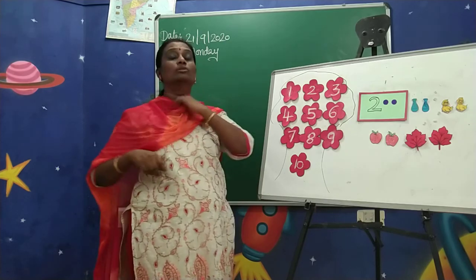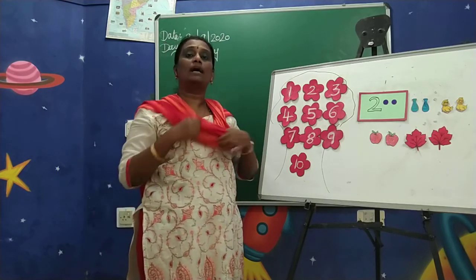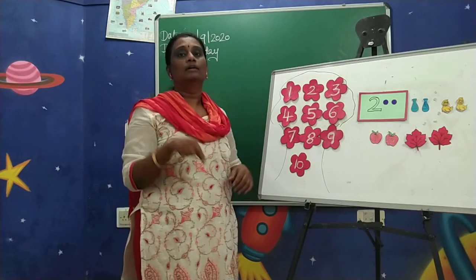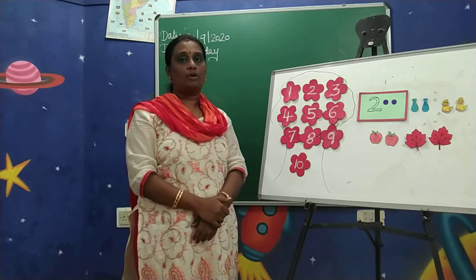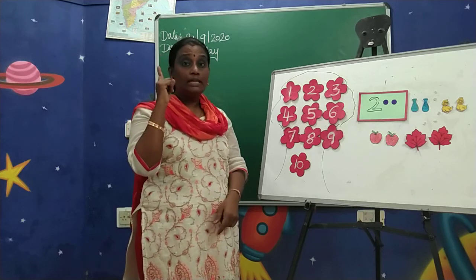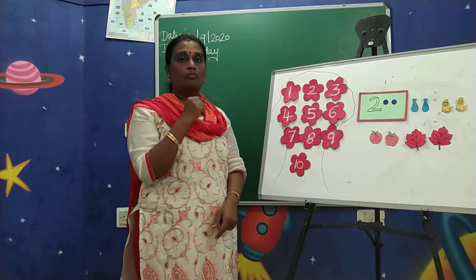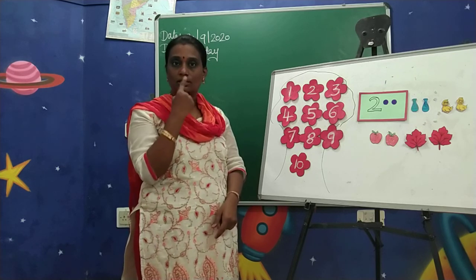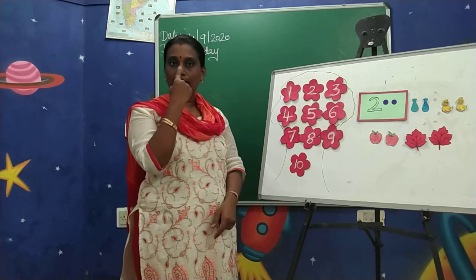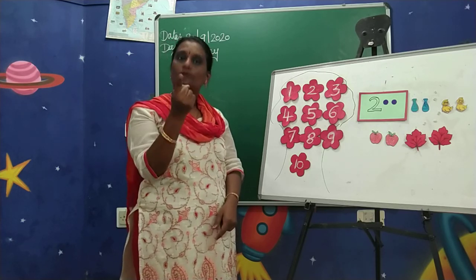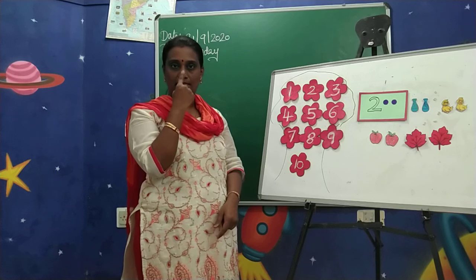Now I will show you counting the parts of 1 on my body. Yes, I have only 1 nose. Can you count on your body? Where is the nose? How many noses do you have? Only 1 nose. I have 1 nose. You also have 1 nose. Yes, this is the nose.